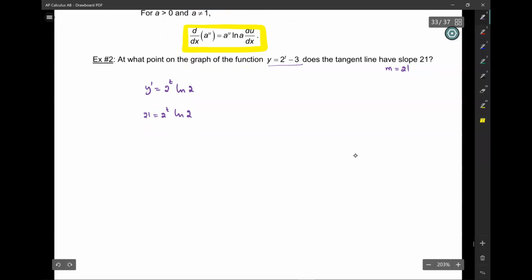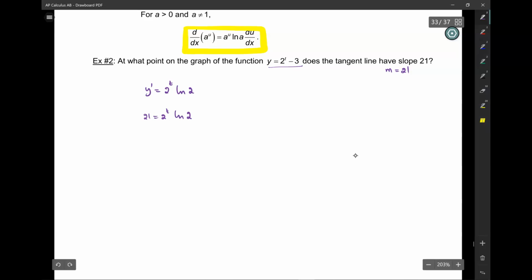Now, divide by ln of 2. This is algebra 2 now. 21 over ln of 2 is 2 to the t. And then what? Let's take ln of both sides. So this will be ln of 21 over ln of 2 equal to, the t will come down, t ln of 2.